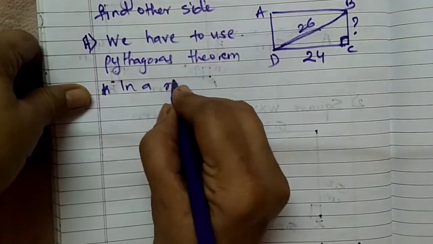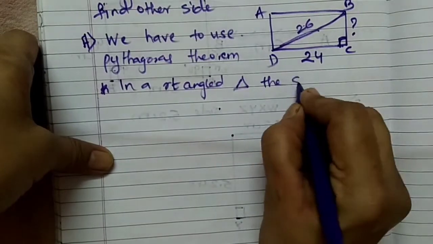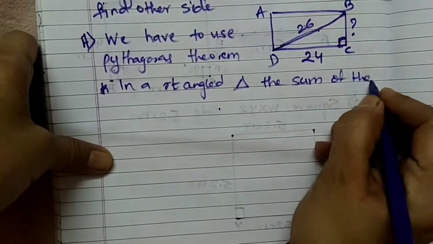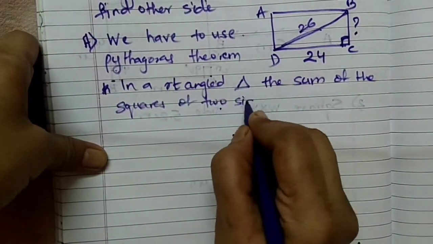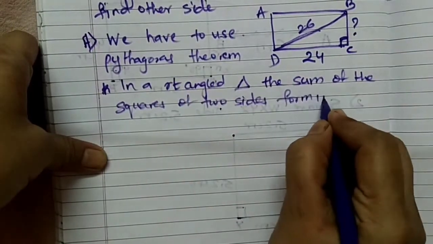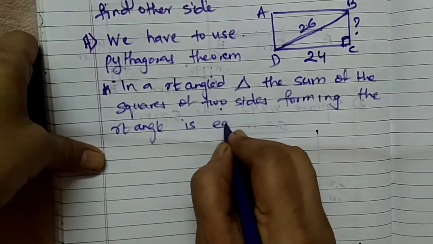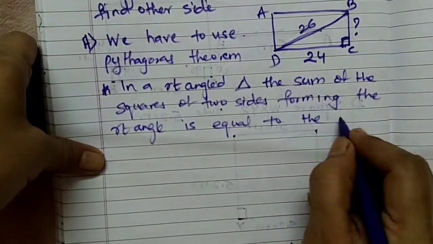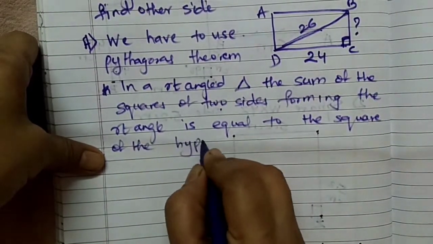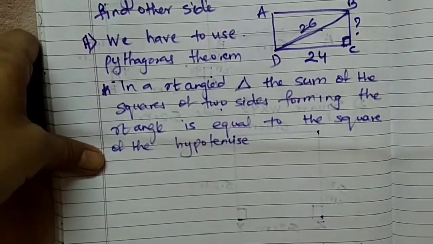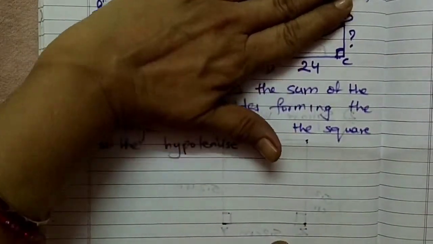In a right angled triangle, the sum of the squares of the two sides forming the right angle is equal to the square of the hypotenuse. Remember these words and remember this theorem. It is going to be important to you in 9th and 10th also. So forget about this part now.